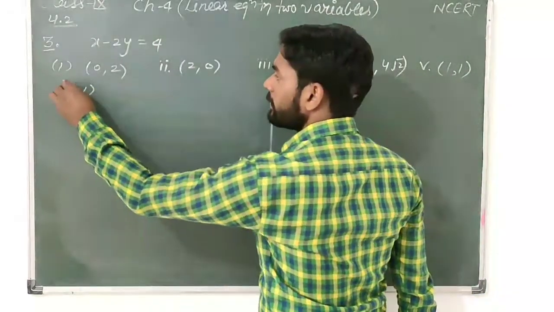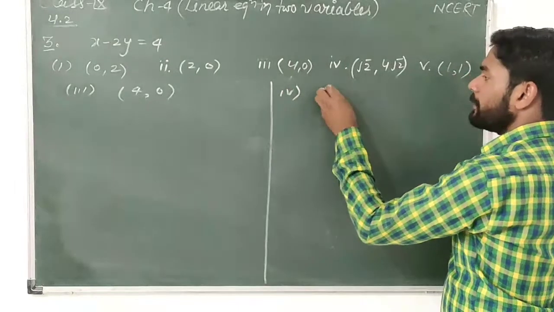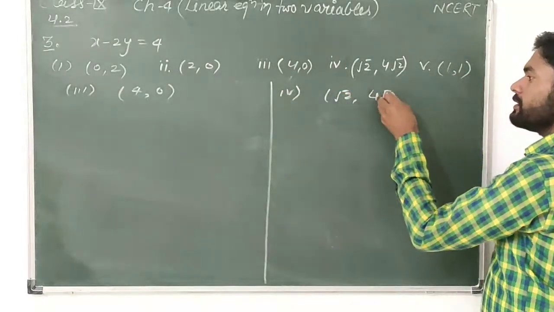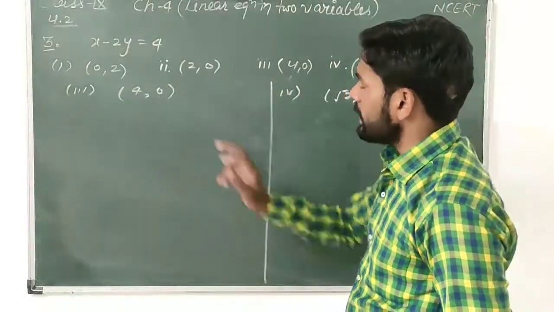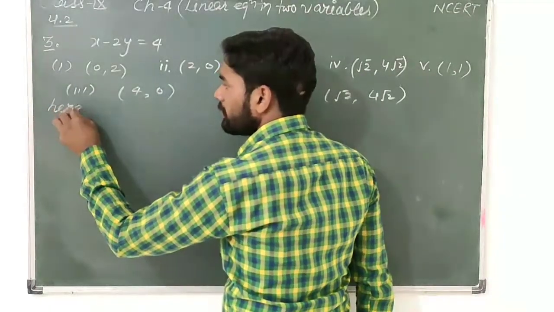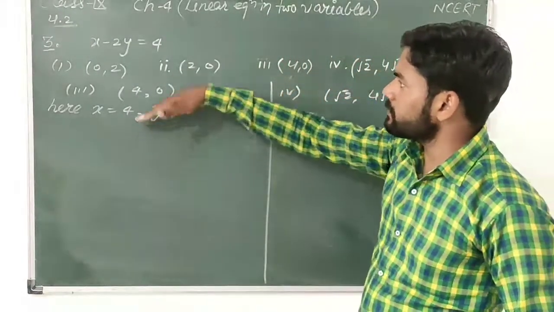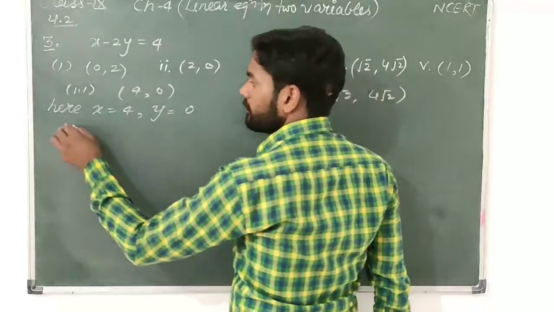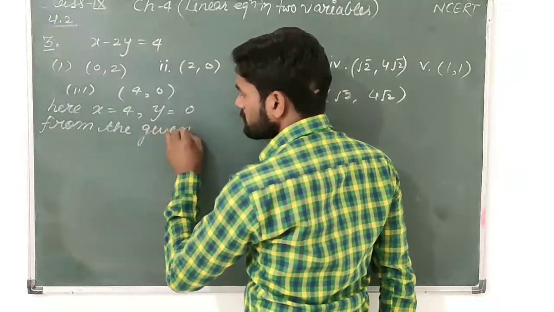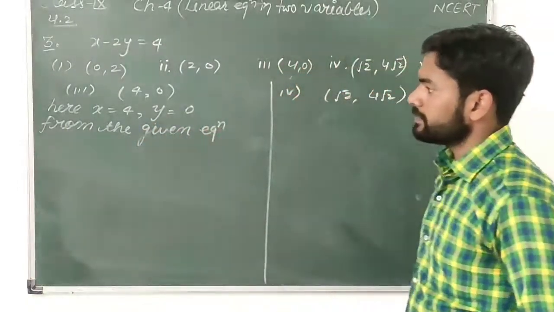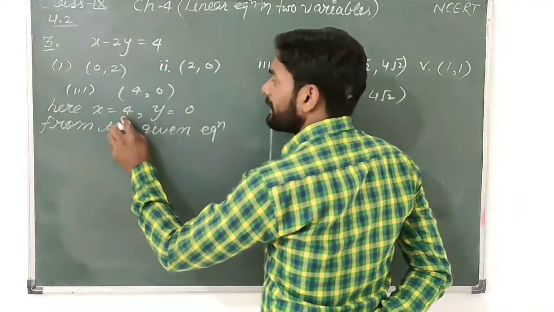It is for third. The given point is 4, 0, and this is for fourth. The given point is root 2, 4 root 2. This is the value of x and this is the value of y. X is equal to 4 and y is equal to 0. Apply this value in the given equation, at the place of x.